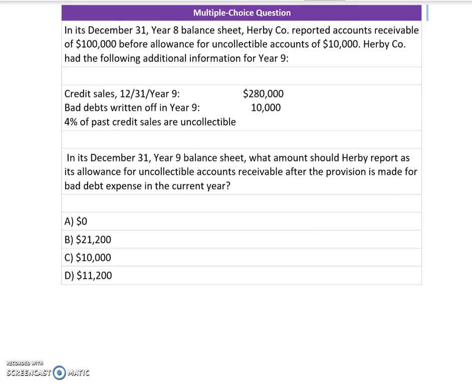In its December 31st year 9 balance sheet, what amount should Herbie Co. report as its allowance for uncollectible accounts receivable after the provision is made for bad debt expense in the current year? So before we dive into this, let us ask, what is it that they're asking for?